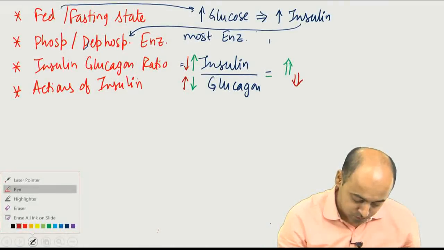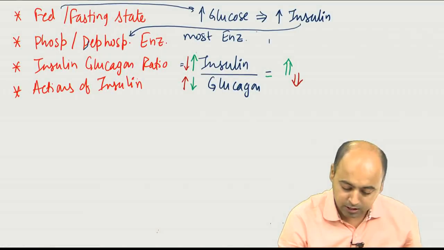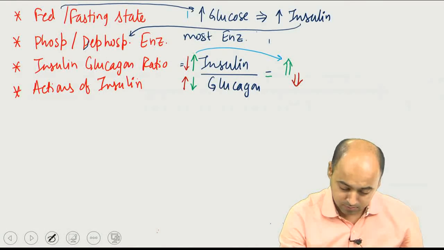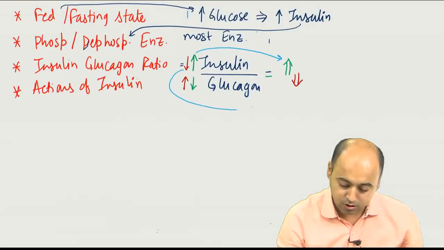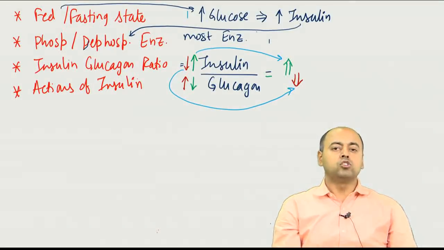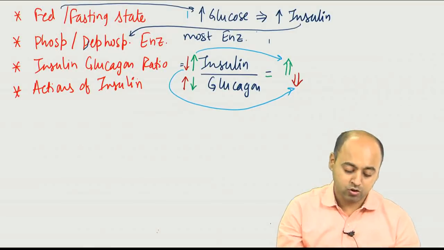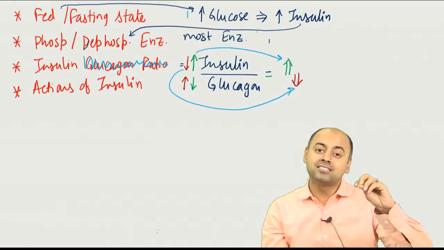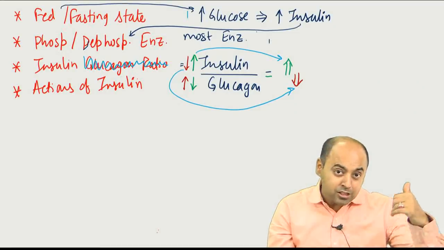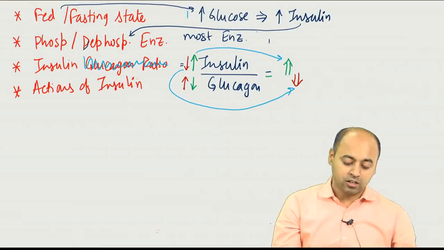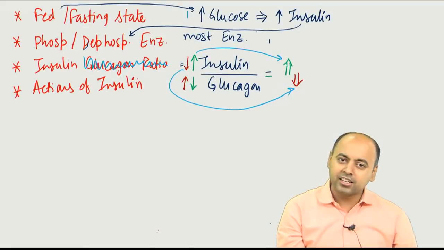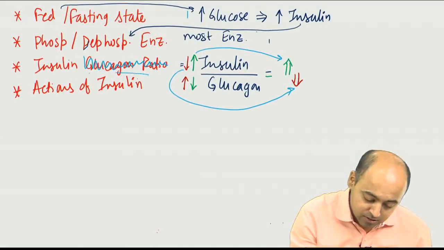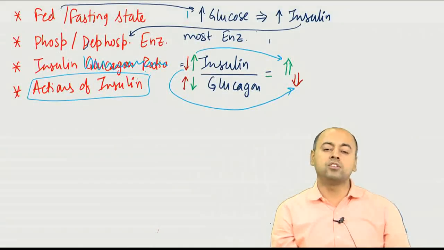So just to simplify, see what has happened here. The increase in insulin causes an increase in the ratio. A decrease in insulin causes a decrease in the ratio. So whenever we are talking about the insulin glucagon ratio, we don't actually need the term glucagon. The trend of the ratio will be the same as the trend of insulin. If the ratio decreases, that means the insulin has decreased. If the ratio increases, that means insulin has increased. So again, the insulin glucagon ratio will have a similar effect as that of insulin, because that follows the change of the insulin. So ultimately we are coming to what are the actions of insulin.